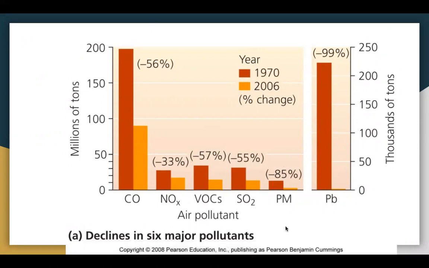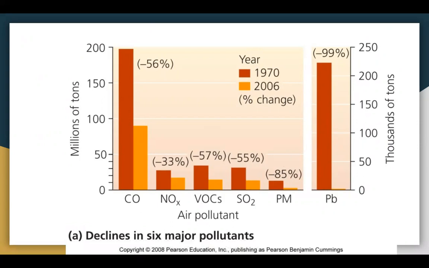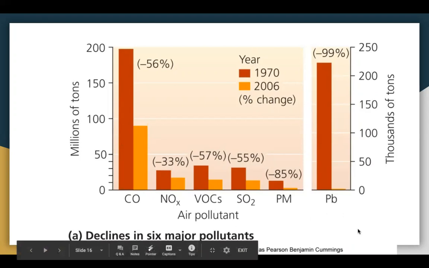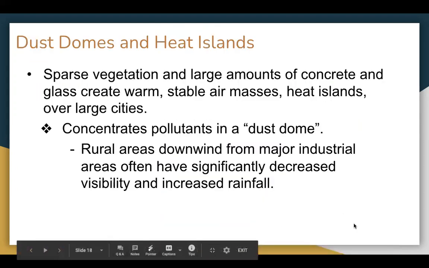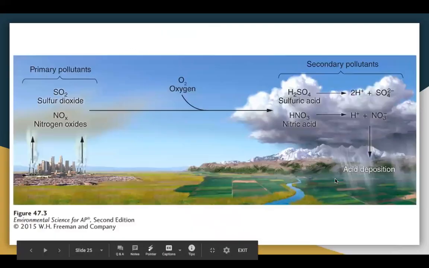Remember that the Clean Air Act regulated NOSCLIP: NOx, O stands for ozone, S for SO2, C for carbon monoxide, L for lead, and P for particulate matter. And so this decline, especially here in lead, has been due to the Clean Air Act. So I want to talk mostly today about acid deposition.